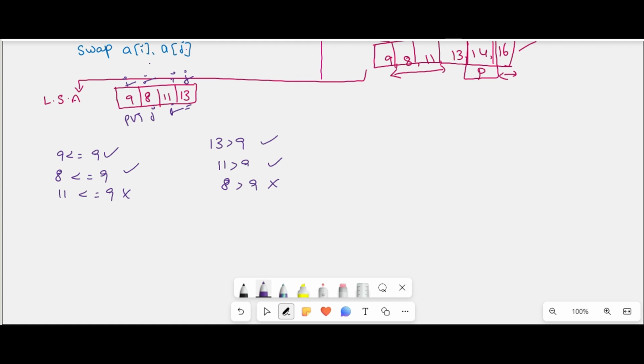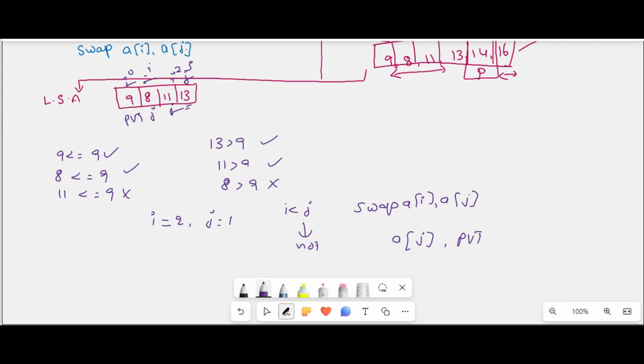Then check the positions of I and J. Write the positions 0, 1, 2, 3. So I is present at the second position, J is present at the first position. If I is less than J, then swap A of I and A of J. If this is not satisfied, then swap A of J and the pivot element.